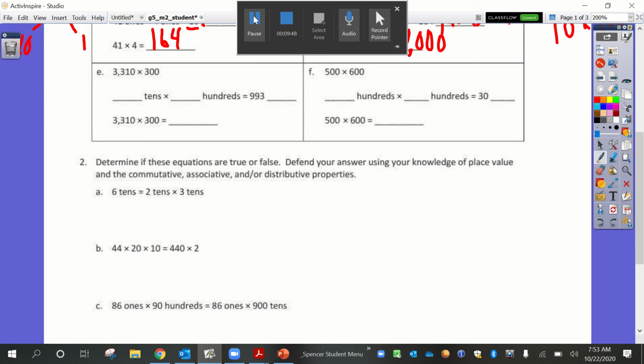I'm going to pause it real quick. I want you to pause it and do E and F on your own, and then come back and check your work. I should say, think about the zeros, right? That will help you.